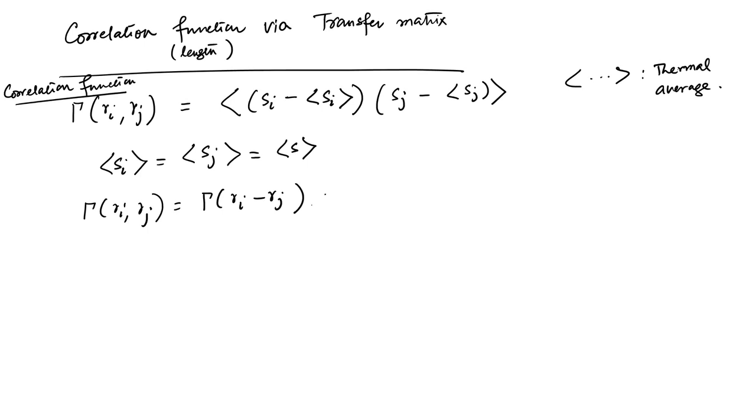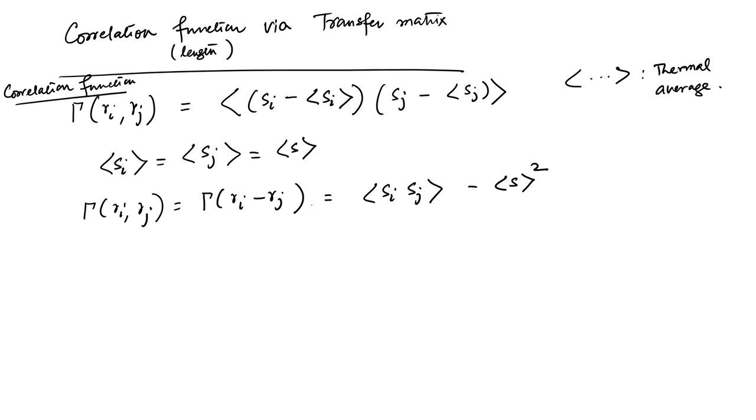So from two variables, it becomes just one variable, which is Ri minus Rj, the difference between the two sites. And this is then equal to, if I open up the bracket, Si Sj minus S square, okay, which is this Si or Sj. So if you look at the middle expression, then it's equal to the second term, which is S square.